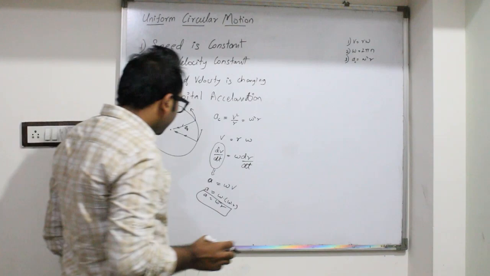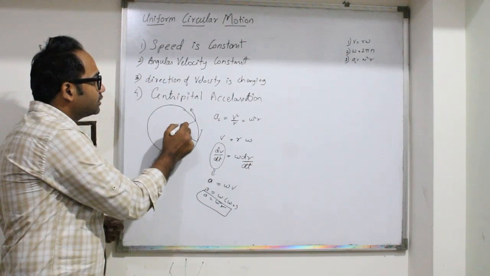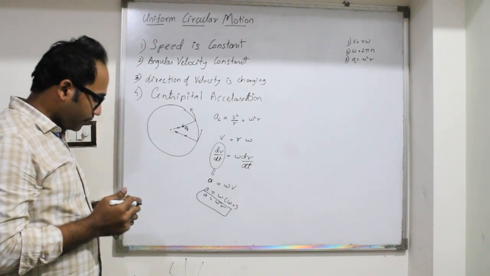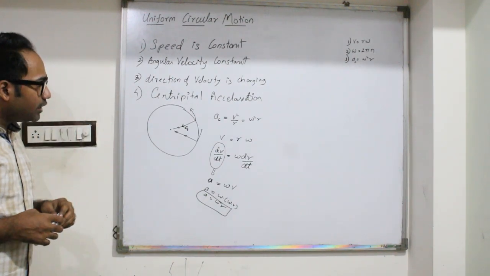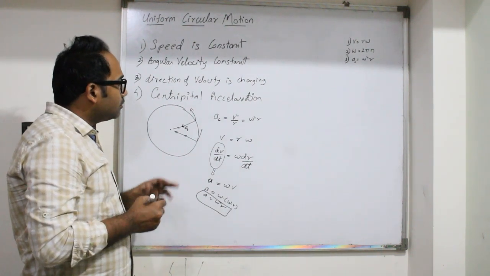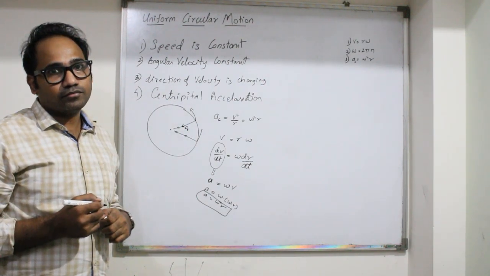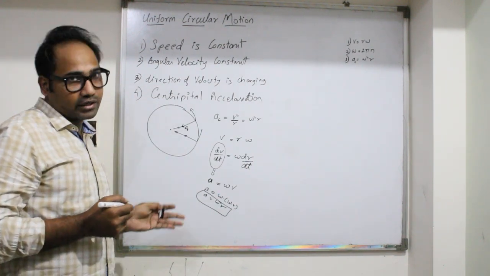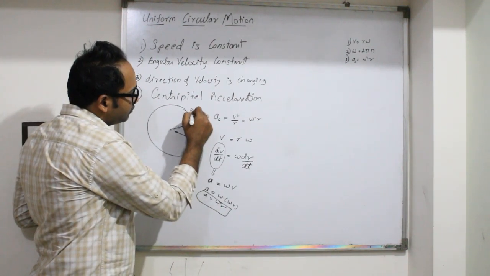The direction of this acceleration would be towards the center of the motion, towards the center of the circular path. Now one would think, what would be the tangential acceleration in this case? Since the velocity is changing, since the velocity is not constant in our case, what would be the tangential acceleration? Tangential acceleration means a_t.